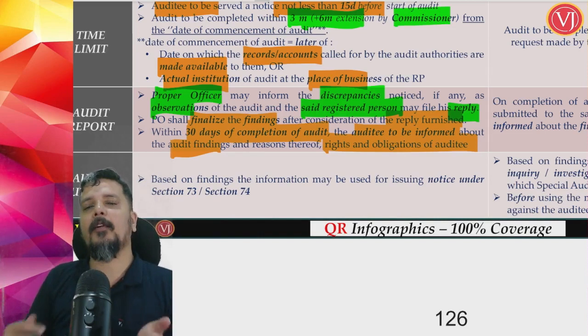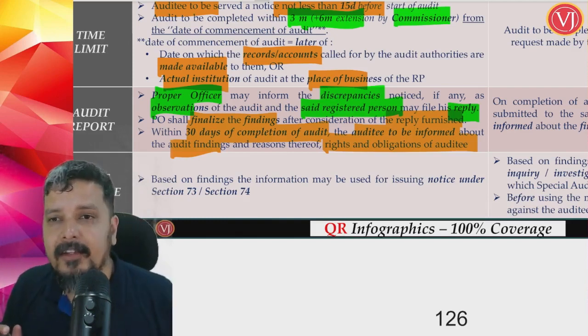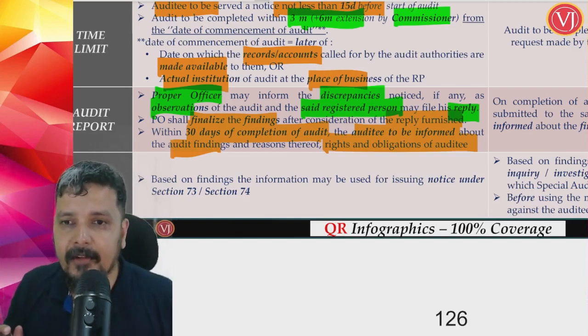And in the final audit report, they will tell that these are my findings and these are the actions that you can take. It is not necessary for the assessee to make the payment of taxes.